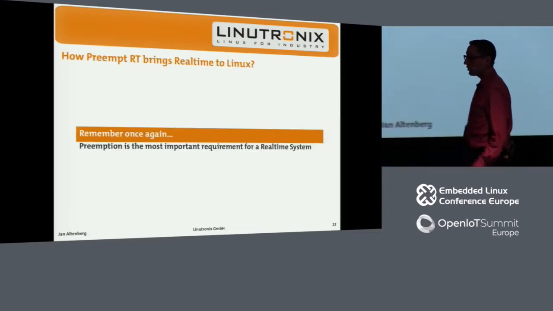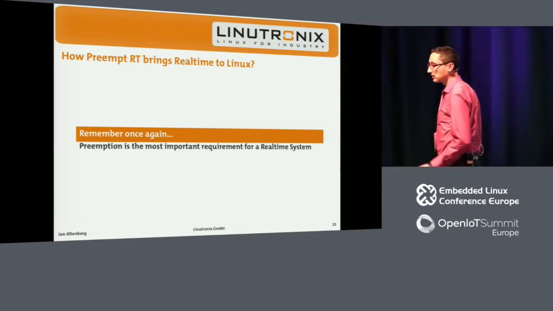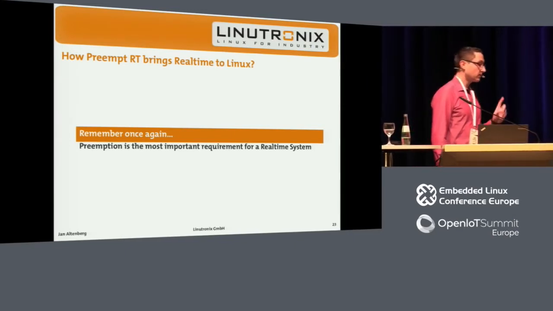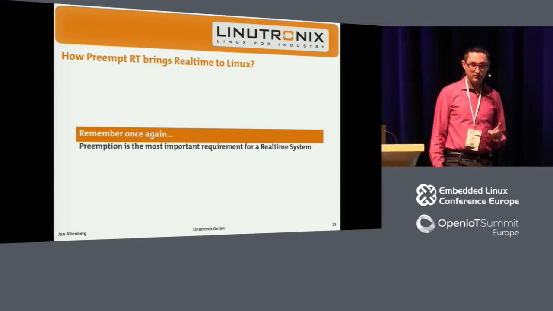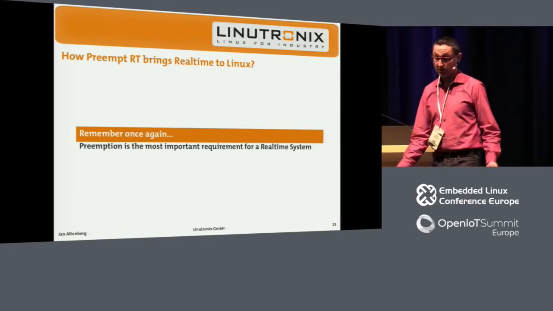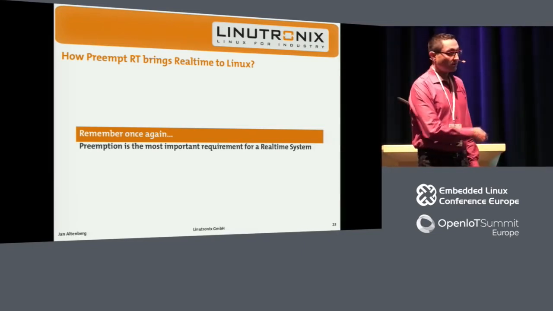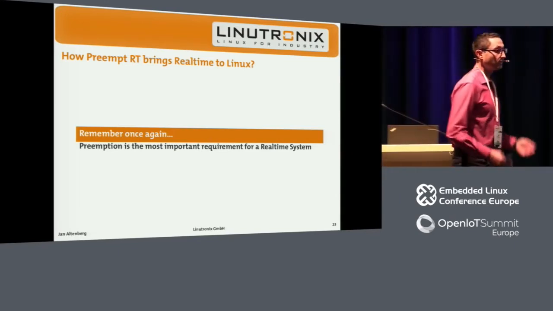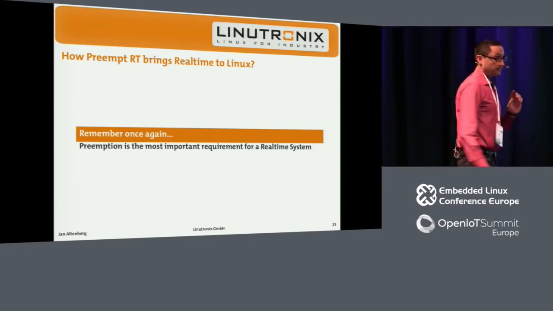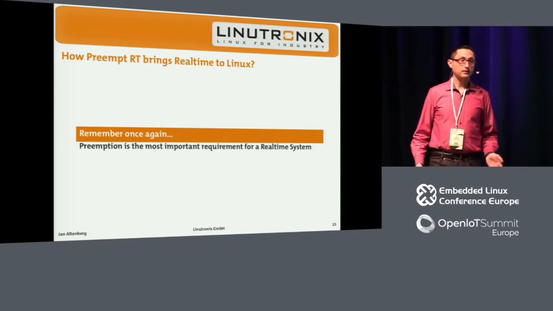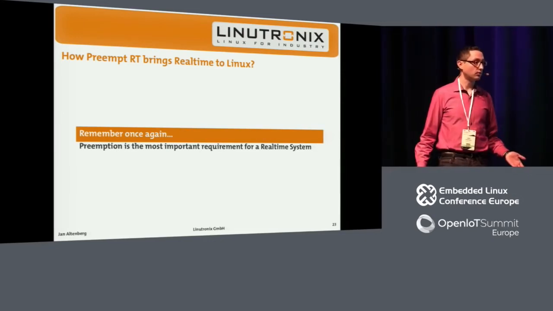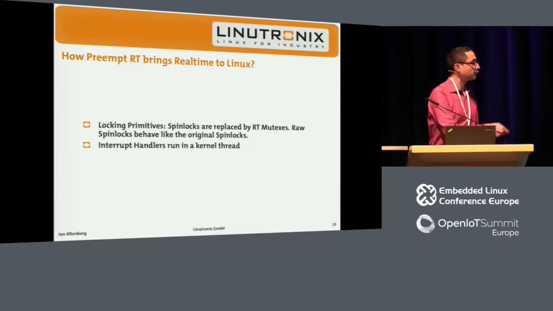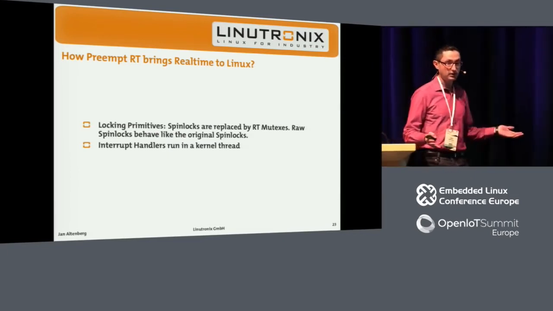So how did these guys manage to make Linux real-time? So we need to remember again, what's the main requirement for a real-time operating system? And the main requirement for a real-time operating system was preemption. To achieve deterministic timing behavior, we need preemption. So these guys had to find a way to maximize the preemptible sections inside the Linux kernel. So basically, well, this is a very simple explanation, but this is basically what they did.